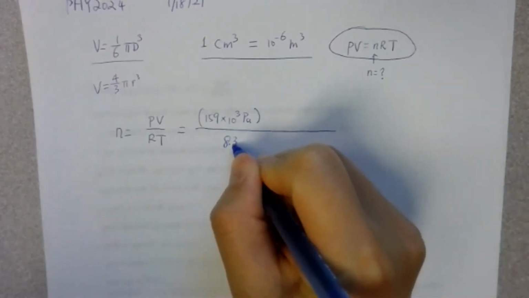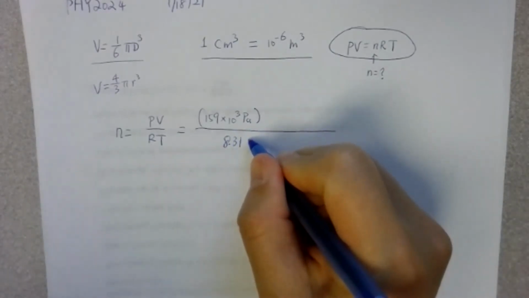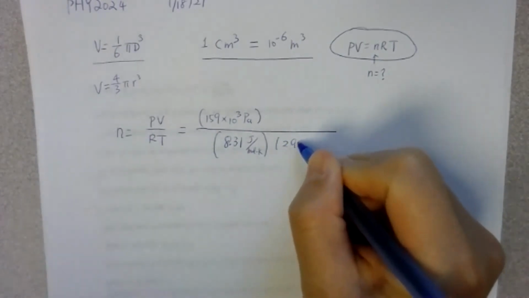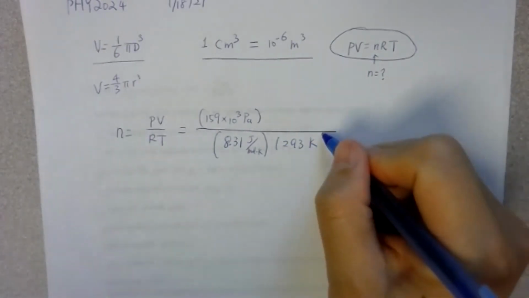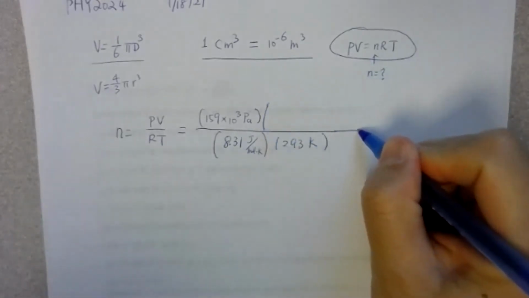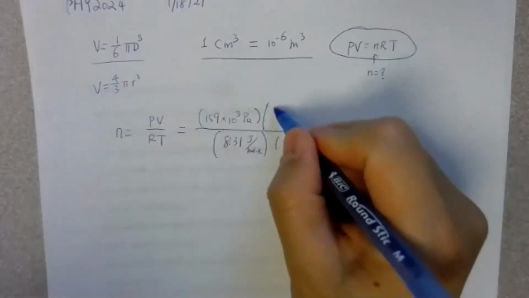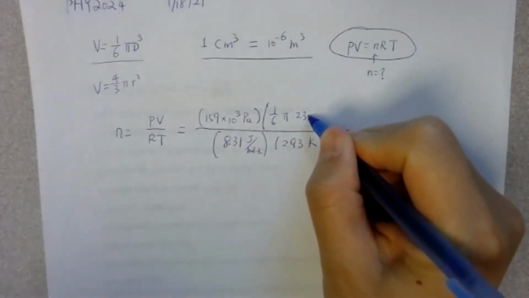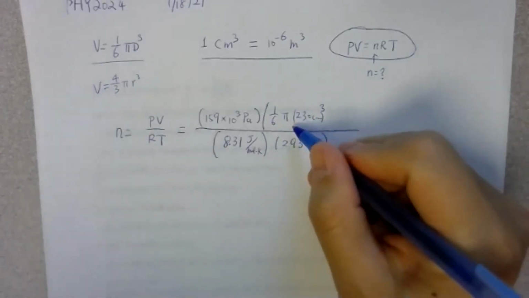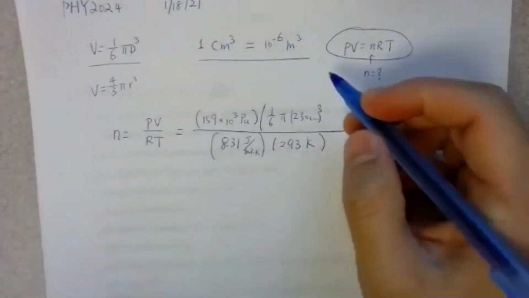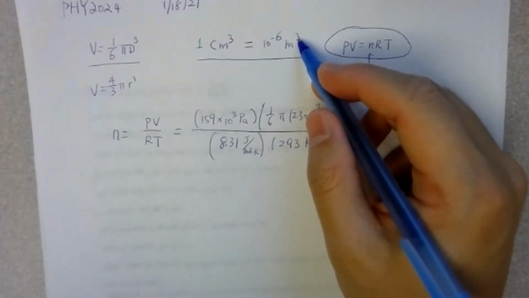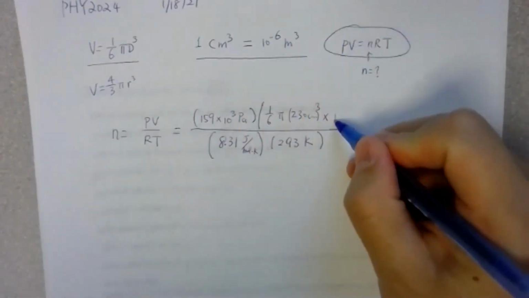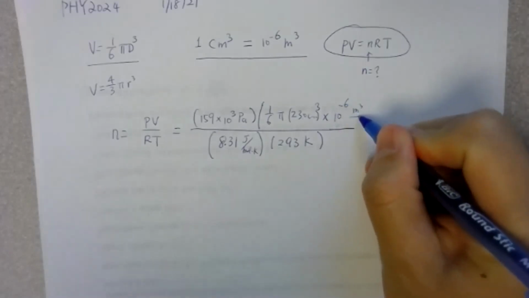Divided by R, the gas constant, 8.31 joules per mole Kelvin. And then T is given as 293 Kelvin. The only thing I'm missing here is the volume. As I said, you can use 1/6 times π times d cubed, where d is given as 23.0 centimeter, cubed. Now this is centimeter cubed, so you want to convert it into meters cubed, because you need to use SI units for each of the quantities involved. So times 10 to the minus 6 meter cubed over centimeter cubed.